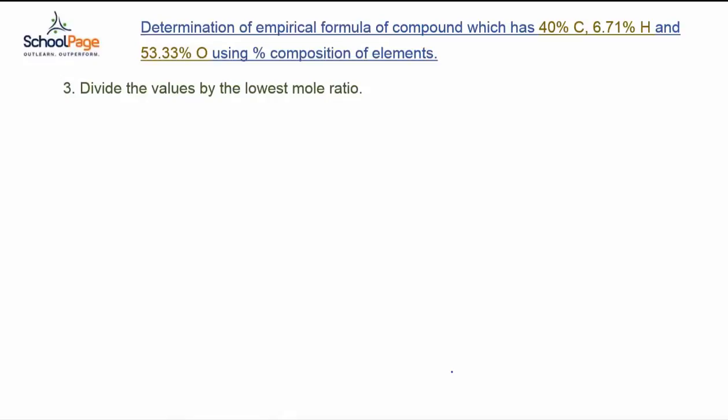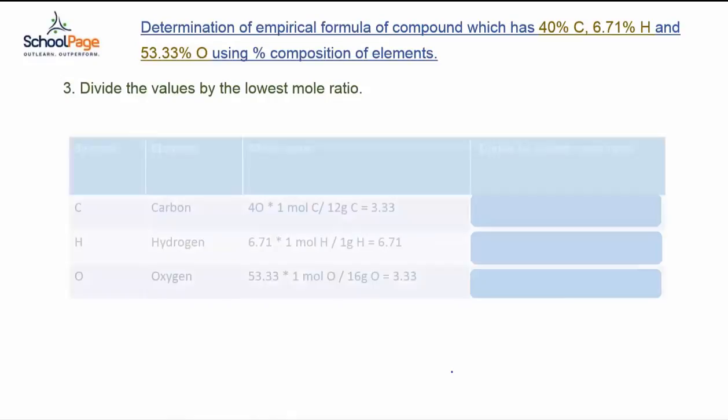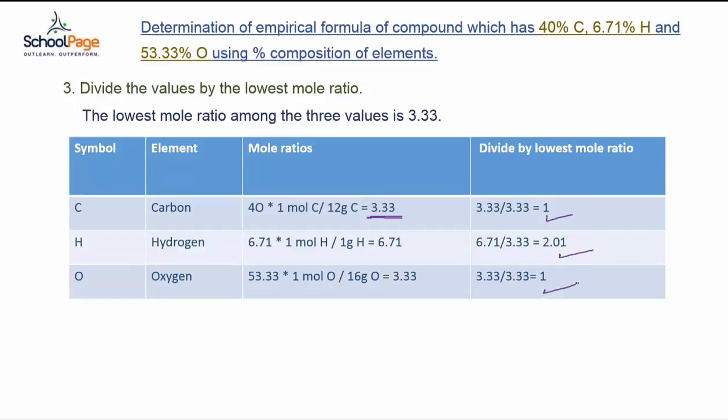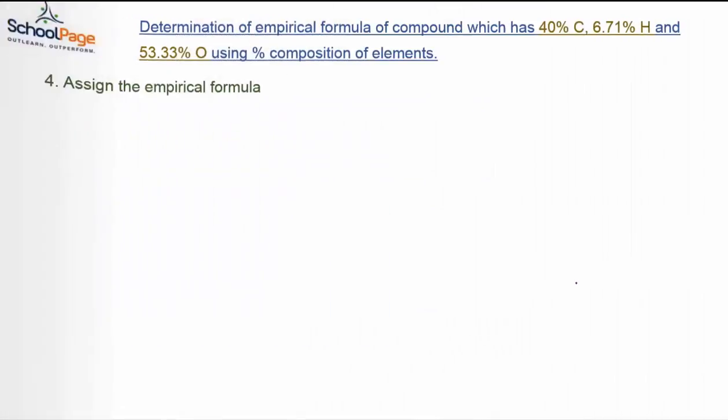The next step is to divide the values by the lowest mole ratio. So the lowest mole ratio among the three values is 3.33. So let us divide the mole ratios of the respective elements by the lowest mole ratio, that is 3.33. So we get the answer for carbon as 1, for hydrogen as 2.01 and for oxygen as 1. So we have got the values as 1, 2.01 and 1. Keep that in mind. And the last step, using the data in the previous step, we assign the empirical formula to the compound.